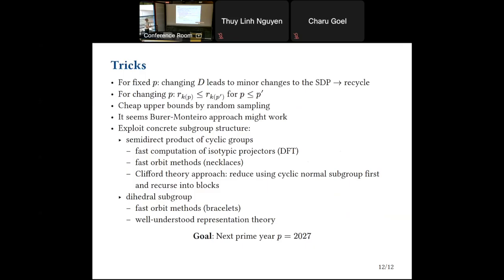And then there's also the Hydro group in there. And for the Hydro groups, there are also fast orbit checking methods. In this case, it's the method of bracelets. If you're interested, you can look these terms up. And the representation here of the Hydro group is very well understood. So this might be an option. And yeah, the goal is the next prime. Let's see if we can make that happen.